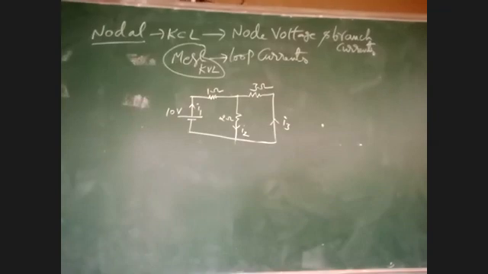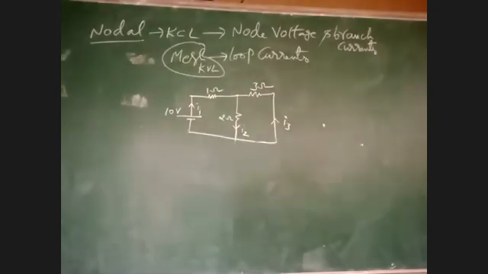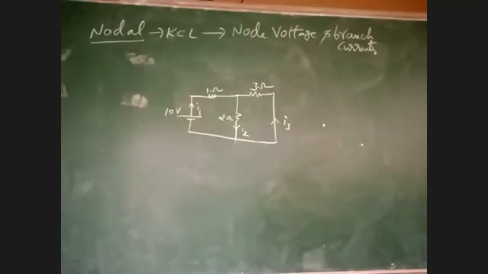Write down the question. Determine node voltage and branch currents for the circuit shown in figure.